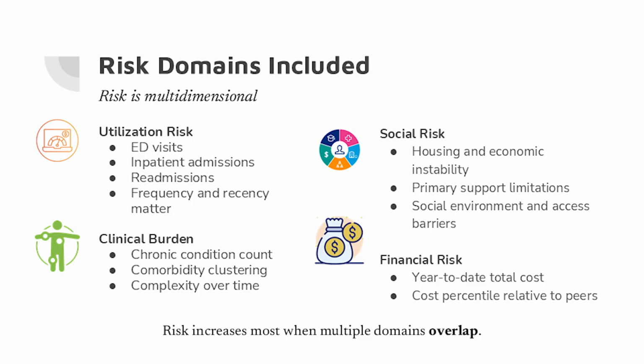Risk in the High Risk Workbook is intentionally multidimensional. We evaluate 4 primary domains. First, utilization risk, including ED visits, inpatient admissions, and readmissions, with attention to frequency and recency. Second, clinical burden, such as chronic condition count, comorbidity clustering, and long-term complexity. Third, social risk, including housing or economic instability, limitations in primary support, and environmental or access barriers. And lastly, financial risk, including year-to-date total cost and cost percentile relative to peers. Risk increases most when these domains overlap, not when they appear in isolation.